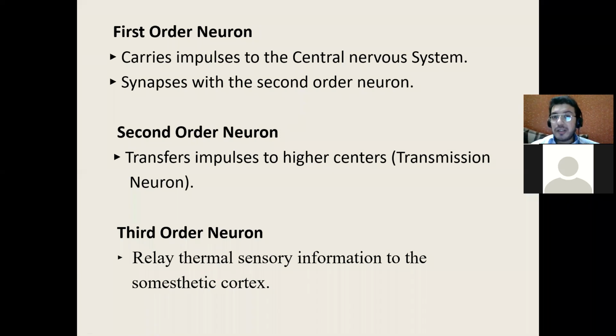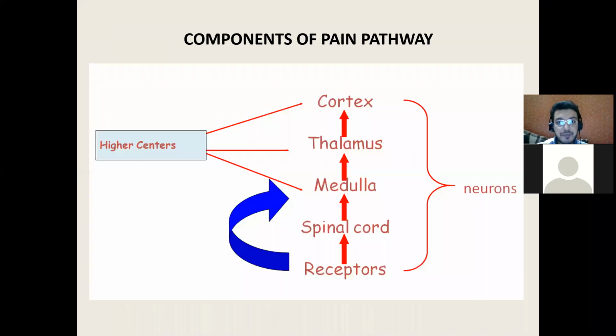Now, how will they send the transmission from first to second, second to third? So there comes the role of a neurotransmitter. We talk about two important neurotransmitters here. One is glutamic acid, and the second one is substance P. And in the spinal cord, the area where there is the transmission or the synapse is called the substantia gelatinosa. That is an area where the synapse happens.